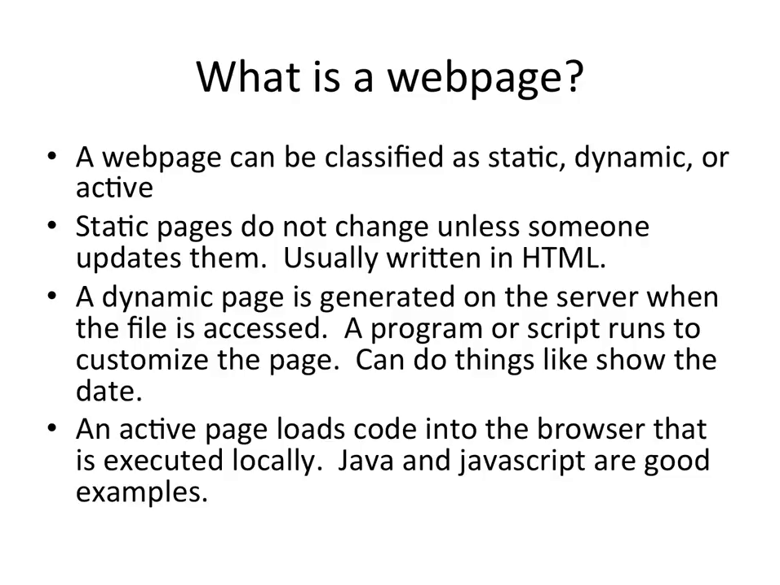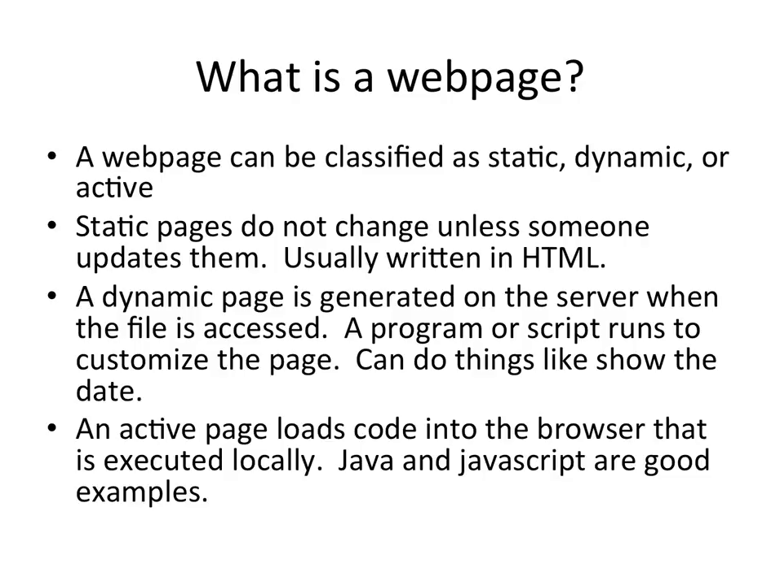The date doesn't continuously get updated. It gets updated once when the page is accessed, and then it stays set on the page in your browser. If you wanted the date to be continuously updated, you would need an active page. An active page loads code in the browser that is executed locally and allows you to continuously update content. Java and JavaScript are good examples for that. In a few weeks, we will use a GUI tool to manage some firewalls that run Java. That's an example of some active code that we'll get to look at in a few weeks.